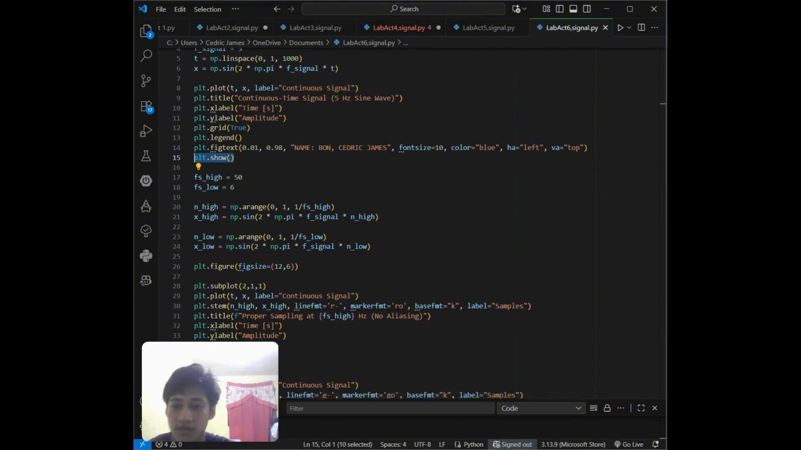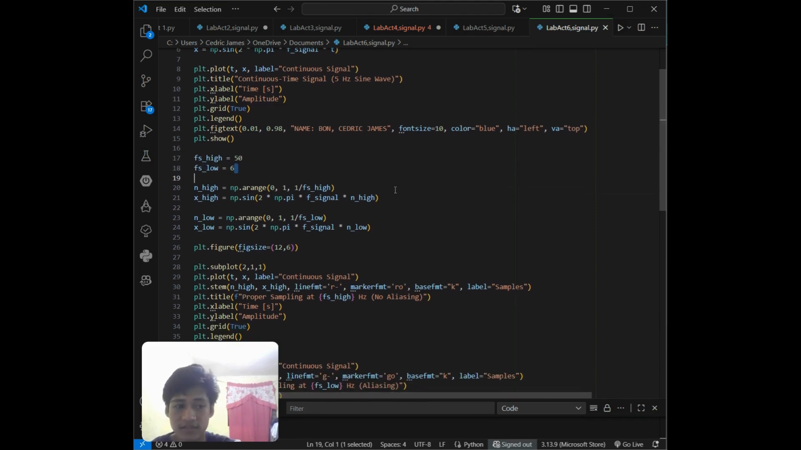So the next is the sampling parameters, fs_high and fs_low. For fs_high, high sampling rate, 50 samples per second, above the Nyquist rate, no aliasing, and fs_low, 6, the low sampling rate, 6 samples per second, below the Nyquist rate, will cause aliasing. So creating sampled signals, this line creates np.arange(0, 1, 1/fs). It creates time points spaced by 1 over fs seconds, simulating the sampling times.